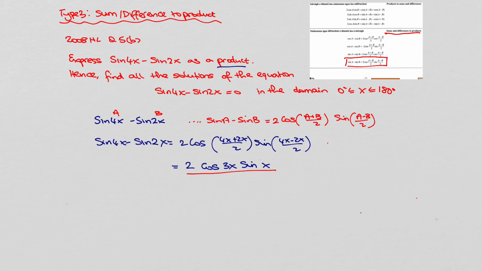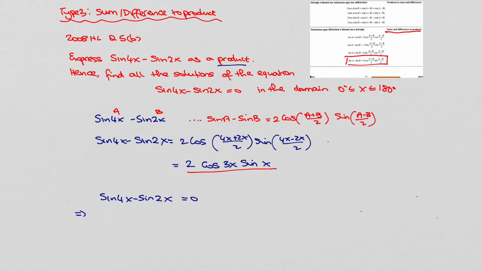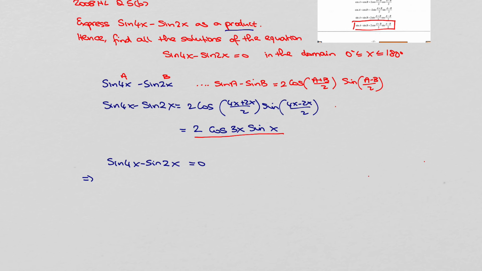So it then says hence, right? So it doesn't say hence or otherwise. So that means we have to use what we have just found to solve for sine 4x minus sine 2x equals 0. So in other words, if I have sine 4x minus sine 2x equals 0, I can use what I have just found. So instead of writing sine 4x minus sine 2x, I know that that's the same as saying 2 cos 3x sine x equals 0.